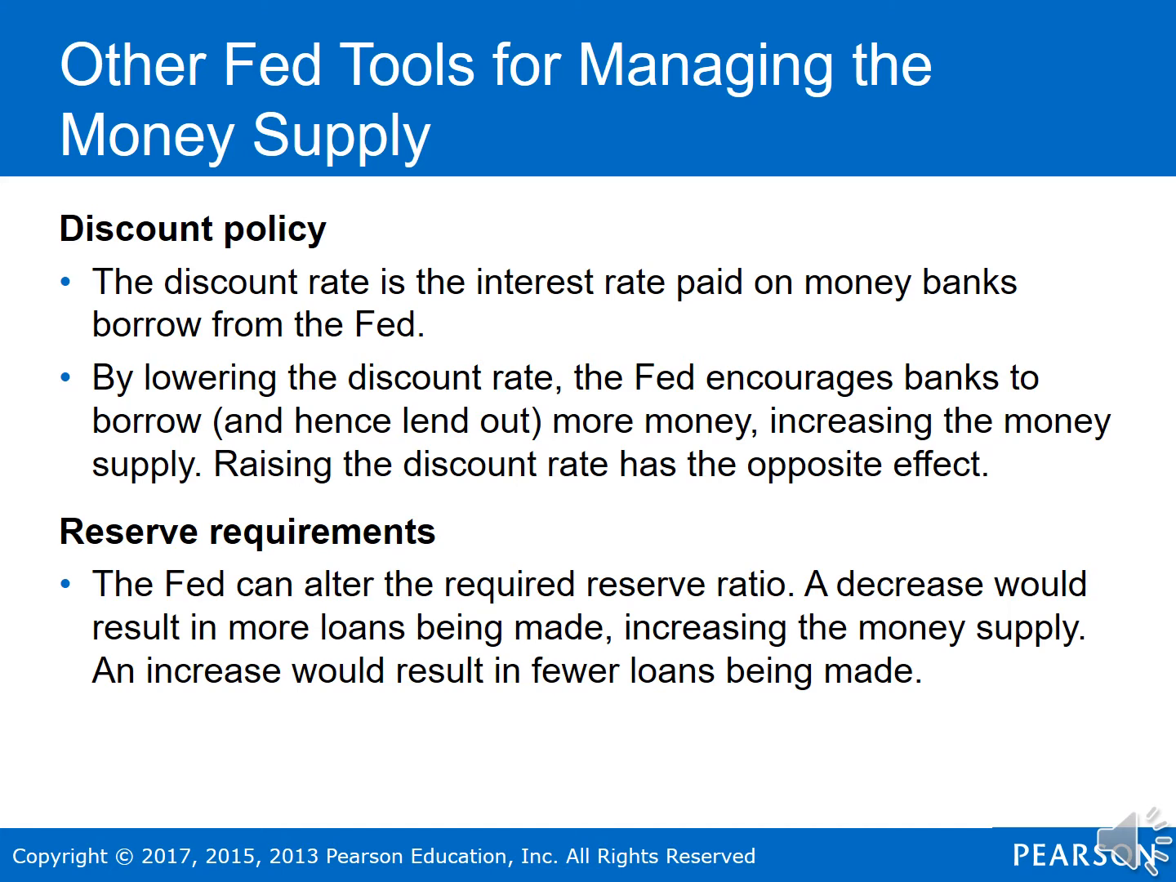Now, the Federal Reserve has two other tools for managing the money supply. The first is the discount policy. So they use the discount rate. Remember, the discount lending to banks in their role as lender of last resort. So the discount rate is the interest rate paid on the money that banks borrow directly from the Federal Reserve.